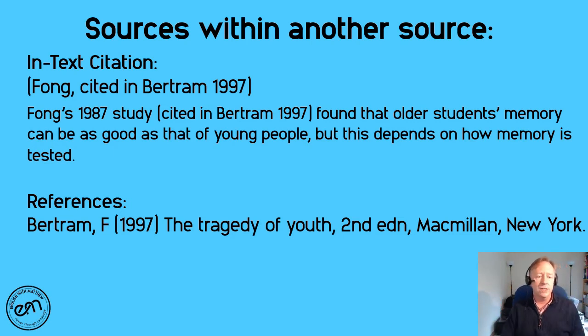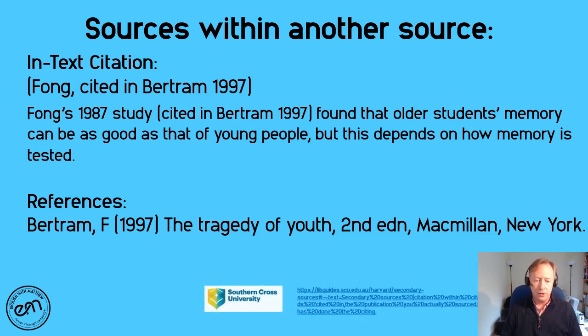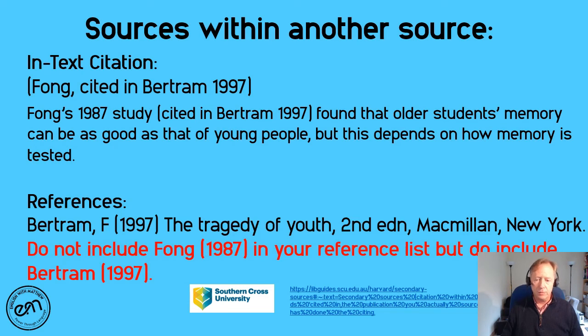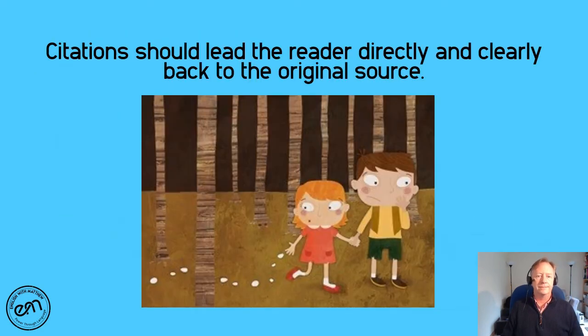But if you're going to do this, I have here Fong cited in Bertram 1997. So you just say cited in, and that's how you indicate that you got the original through this other source. And then only Bertram is going to go into your references, because you didn't get Fong. You never looked at Fong's work. Okay, so Bertram 1997 is what appears in the references. I borrowed this example from Southern Cross website. Again, a good site to go have a look at. And just remember, don't put Fong in your reference list, but you do include Bertram. Okay, you include the book that you actually have. You don't include the one that you don't have.